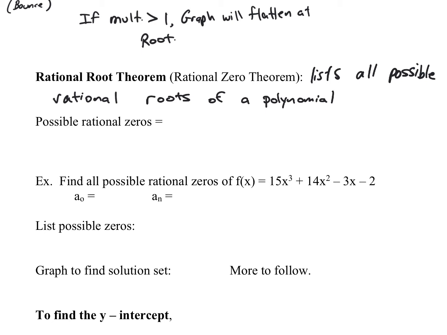Notice that we say rational roots. These are roots that can be written as a fraction. So for example, you could have a whole number, you could have a fraction, but we wouldn't see any square roots or anything like that.